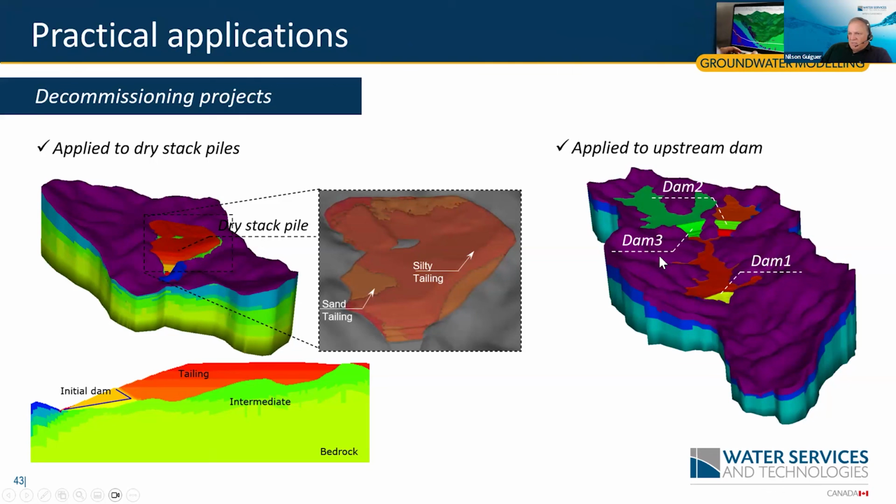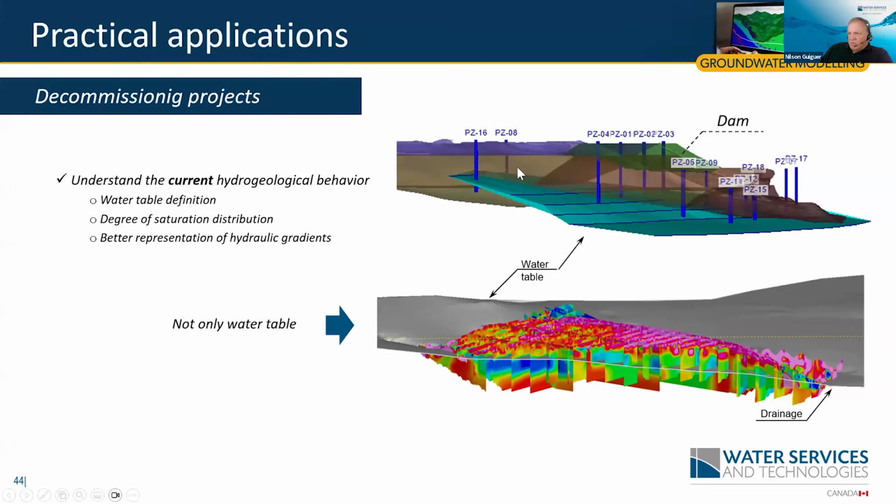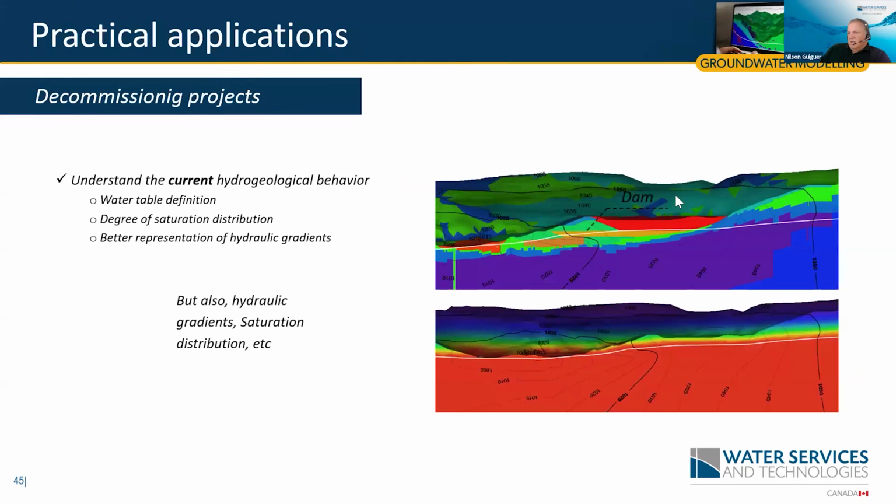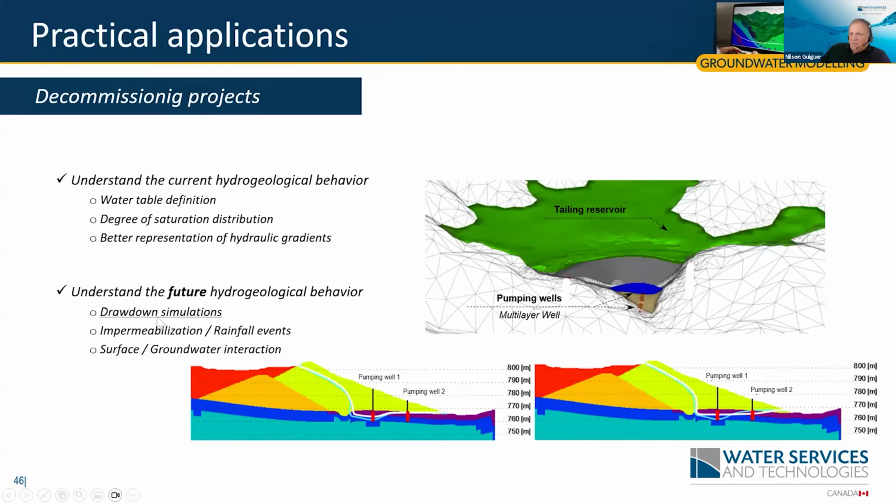In this case, there were 3 dams that had to be decommissioned. So the first step was to understand the hydrogeological behavior, where it was, the water table definition, degree of saturation, and the hydraulic gradients. And then 2 different scenarios for decommissioning this dam and see where the water table would be, what are the pore pressures, the effects of impermeabilizing the bottom, impermeabilizing the top on the system itself. Sometimes you have to keep active dewatering systems to get rid of the water, like in this case, the decommissioning included the maintenance of pumping wells here to lower the water table and still guarantee the stability of the slope.